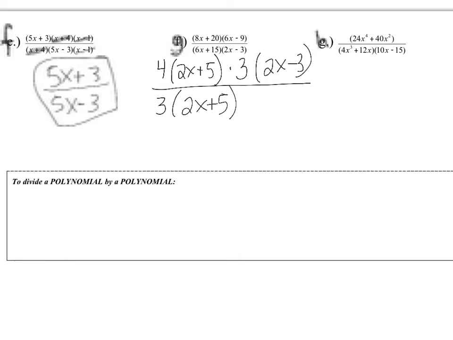And then the bottom, 2x minus 3, well, there's not a GCF there. That's 2x minus 3. So now what I can do to fully simplify this is I'm looking for the same numbers, right? Well, let's look. This 3 and this 3 will cancel out. 3 divided by 3 is 1. And then this entire 2x plus 5 is the same as this entire 2x plus 5. So the 2x plus 5s will cancel out. And then these two 2x minus 3s will cancel out.